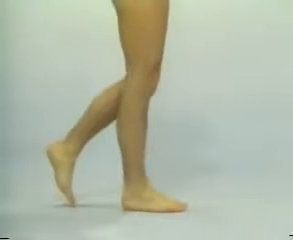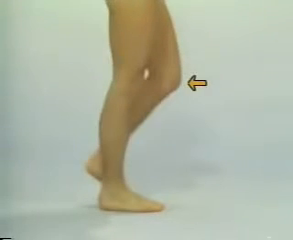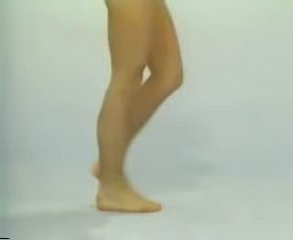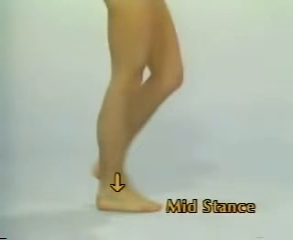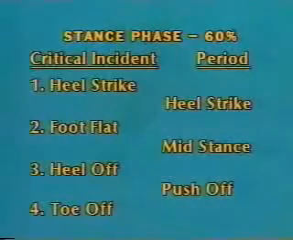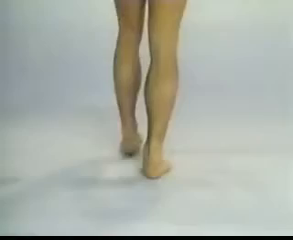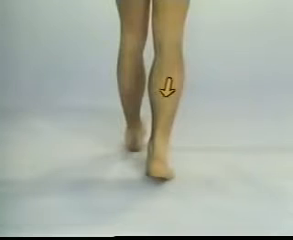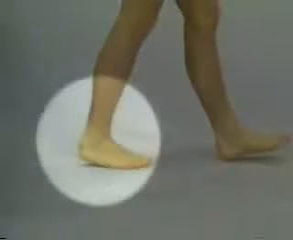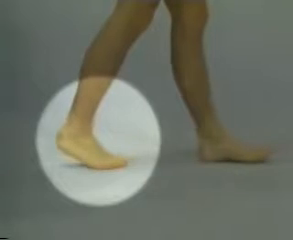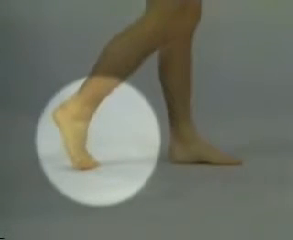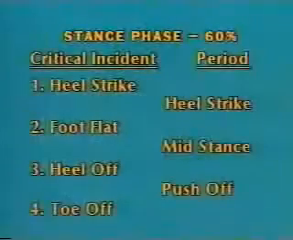As the opposite extremity progresses through the swing phase, the body weight becomes centered momentarily over the supporting foot, and this period is known as mid-stance. Heel off. As the body weight passes further forward over the supporting foot, the gastrocnemius soleus complex contracts, causing plantar flexion of the foot and ankle to occur, giving rise to the heel off position in preparation for the final critical incident of the stance phase, known as toe off.